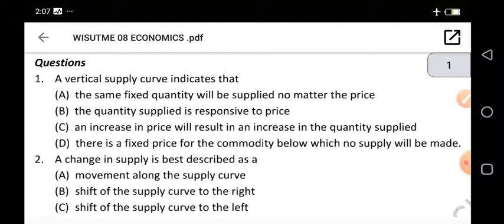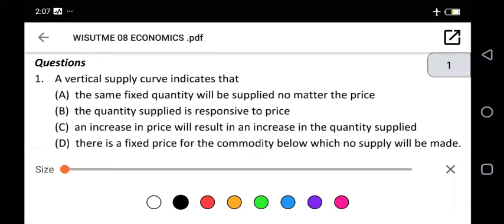Now, to be able to answer this question, we must first try to interpret what the question is saying. That is the first step in answering the question: interpretation of what the question is saying. And how do we do that? By first drawing how a vertical supply curve will look like. So let me take my pen and do that.